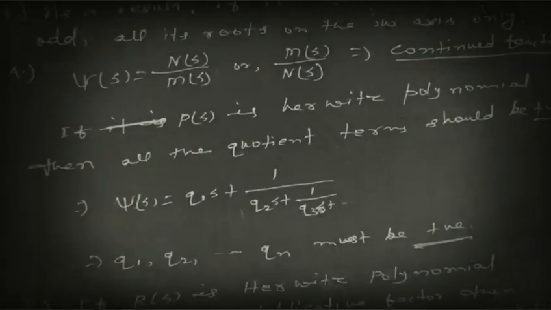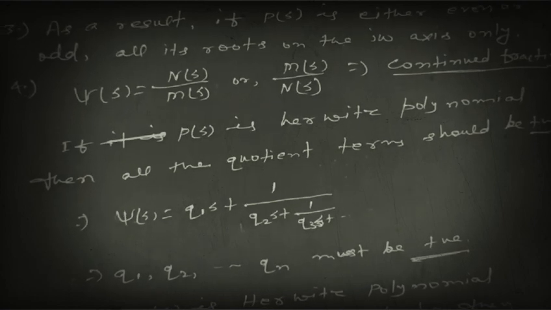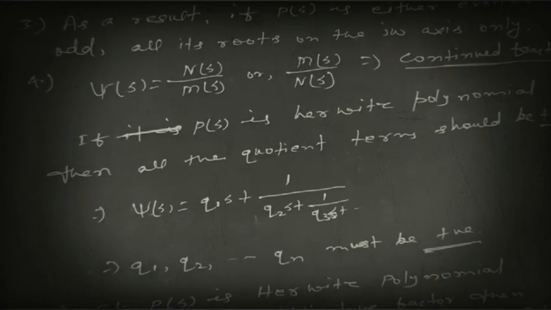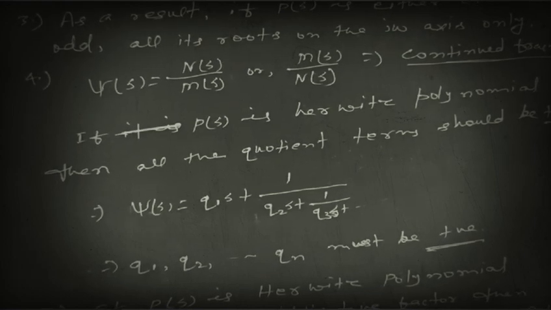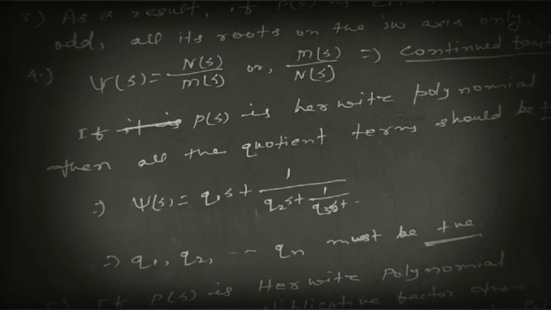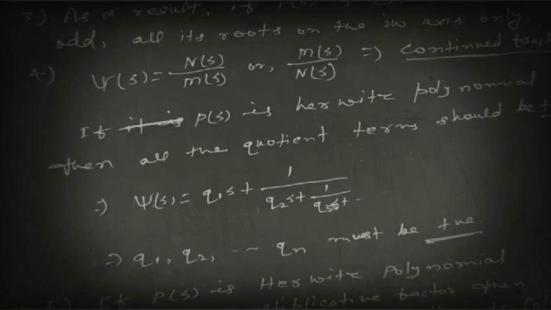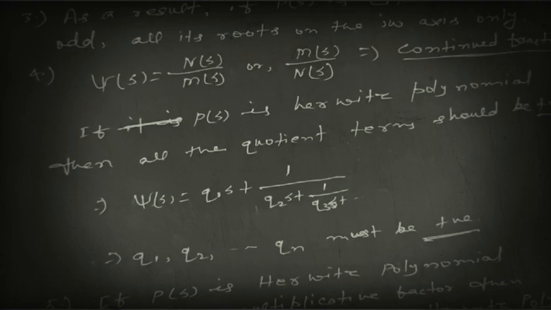So as a result, if polynomial P(s) is either even or odd, all the roots will lie on the jω axis. That means if a polynomial has only even terms or only odd terms, then all the roots should lie on the jω axis only.